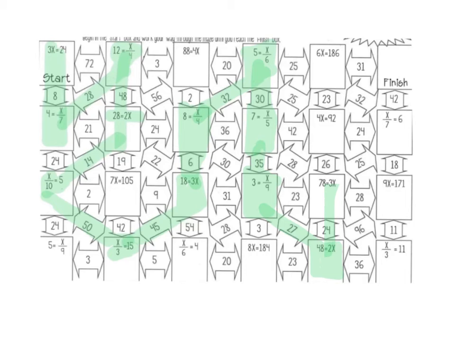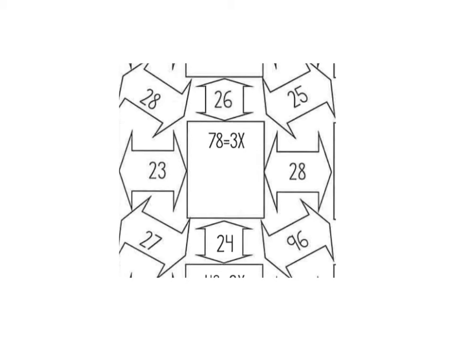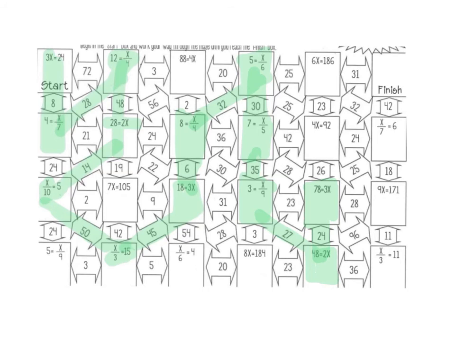The next problem should be 78 is equal to 3x. On this one, 78 is equal to 3x, we're going to do the inverse of multiplying by 3. So the inverse of timesing by 3 is dividing by 3. I'm going to do that to both sides. 78 divided by 3, 3 is going to go into 7 2 times, leaving 1 left over. And 3 goes into 18 6 times. So I get x is equal to 26. So we are going to continue our path upwards.